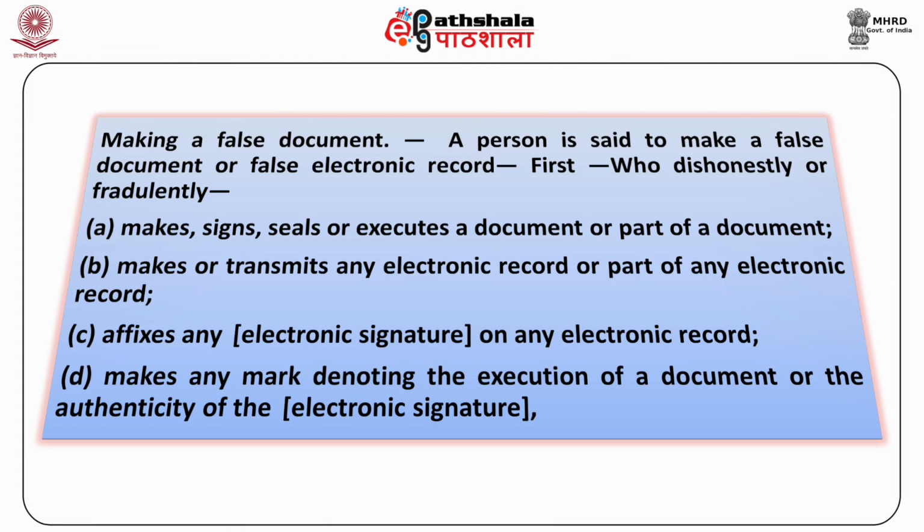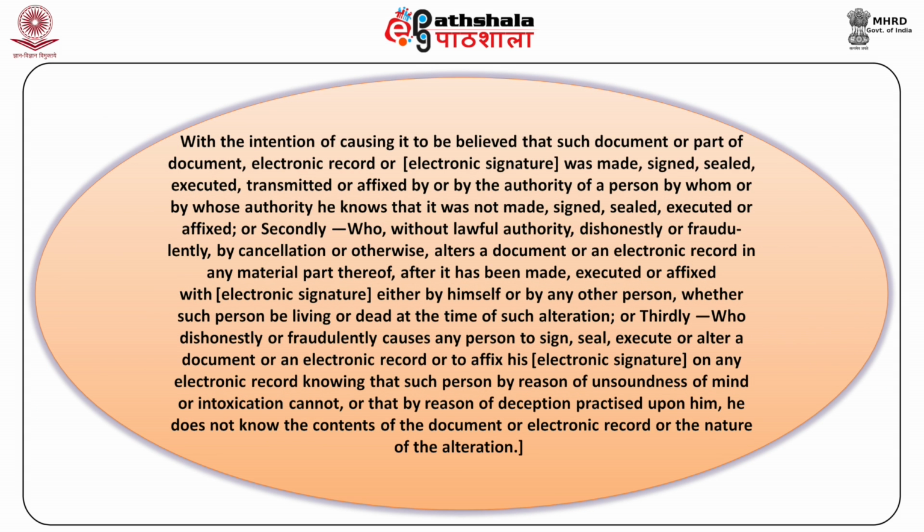Law. Section 464 of the Indian Penal Code deals with making a false document. A person is said to make a false document or false electronic record, first, who dishonestly or fraudulently makes, signs, seals or executes a document or part of a document, makes or transmits any electronic record or part of any electronic record, affixes any electronic signature on any electronic record, or makes any mark denoting the execution of a document or the authenticity of the electronic signature, with the intention of causing it to be believed that such document or part of a document, electronic record or electronic signature was made, signed, sealed, executed, transmitted or affixed by or by the authority of a person by whom or by whose authority he knows that it was not made, signed, sealed, executed or affixed.